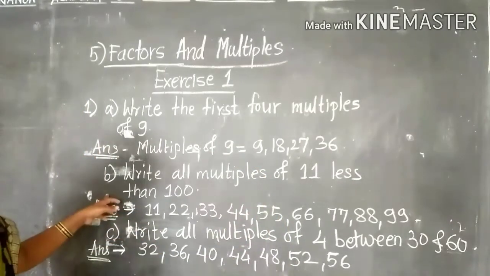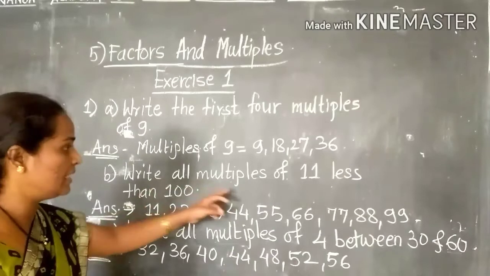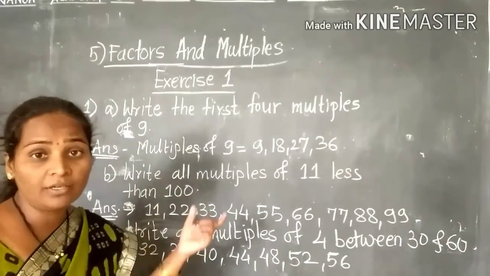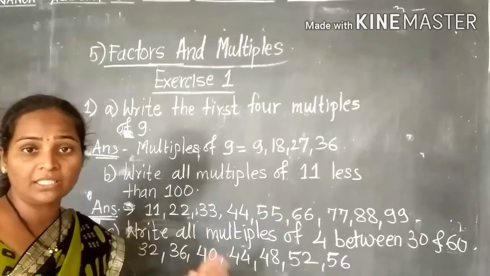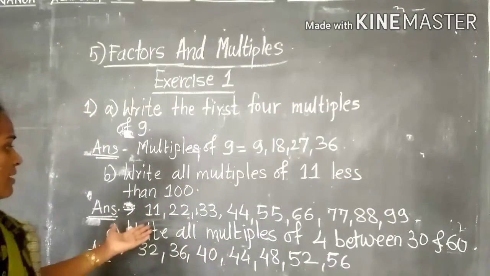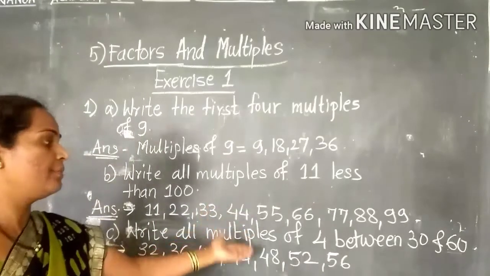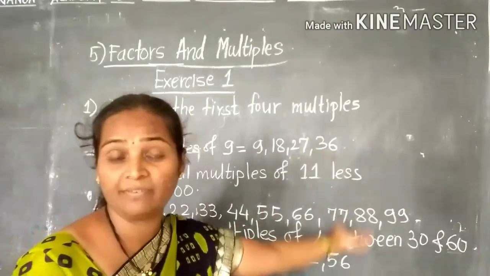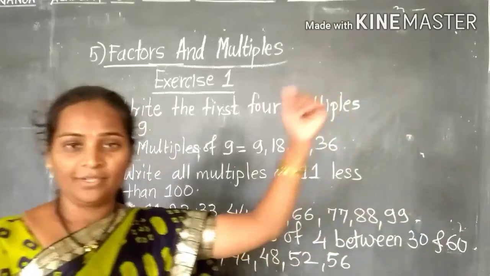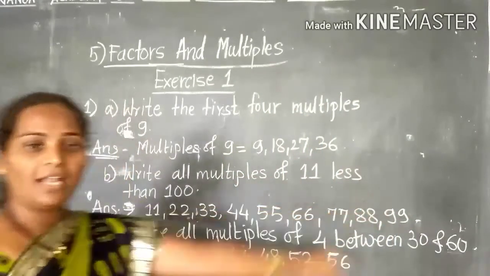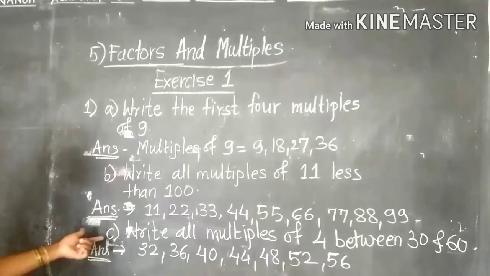Then B. Write all multiples of 11 less than 100. Up to 100 you have to write all the multiples of 11. Write down 11, 11 2s are 22, then 33, 44, 55, 66, 77, 88, 99. Up to 100 we have to write. 99 is the last number up to 100.